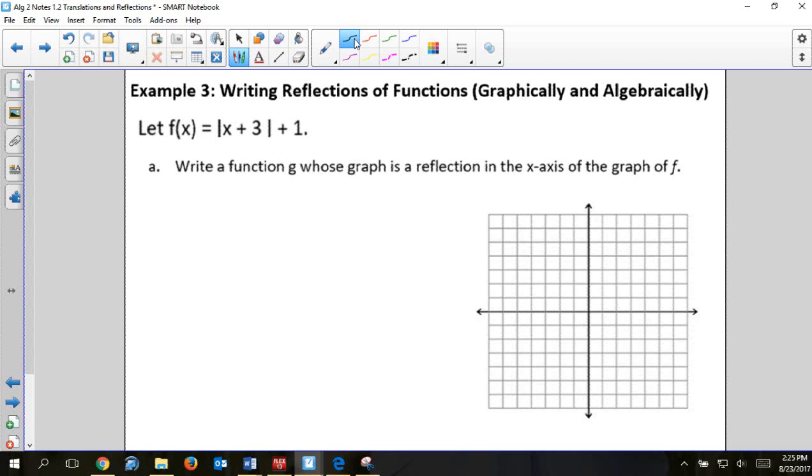And then normally it's centered at 0, 0. But this one has a plus 3 and a plus 1. That's going to translate. What's the plus 3 going to do? Translate which way? To the left 3. And then what's the plus 1 do? Up 1. So we're going to take that V that's normally at 0, 0, and we're going to go left 3, up 1, and then we're just going to draw our V there. And make that one dashed.